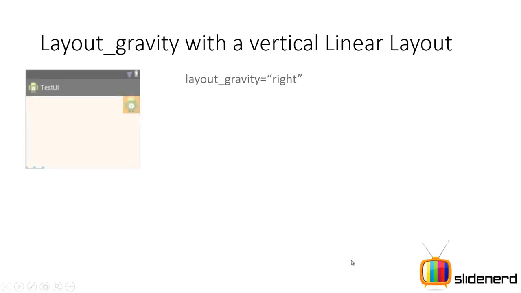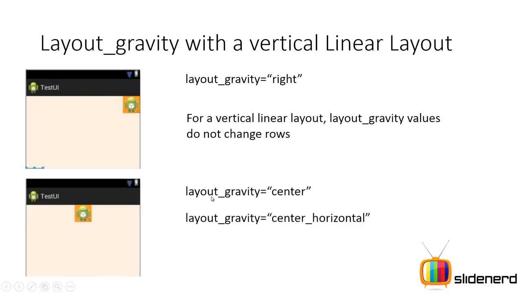So here I have the same image view. When I say layout gravity is right, you can see the image view is on the right side now. This is a vertical linear layout, remember? Then when you say layout gravity is center, or when you say center horizontal, it's gonna stick in that same place. But let's say if you put a value like center vertical, then it's going to go back to the default location, because this value center vertical is not supported by a vertical linear layout, because you're trying to change the rows. Remember, layout gravity values do not alter the columns in a horizontal linear layout and do not alter the rows in a vertical linear layout.